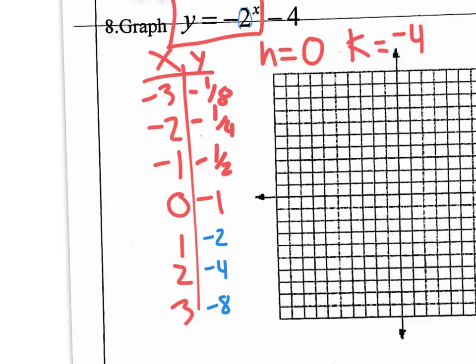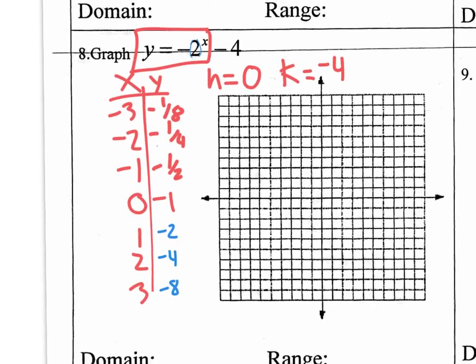So let's graph these coordinates. 0, negative 1 is right there. 1, negative 2 is right there. 3, negative 8 is way down here. And then negative 1, negative half is right there, halfway down. And then it gets closer and closer to 0, so it looks like it's touching. Even though it never actually touches, it just infinitely approaches.